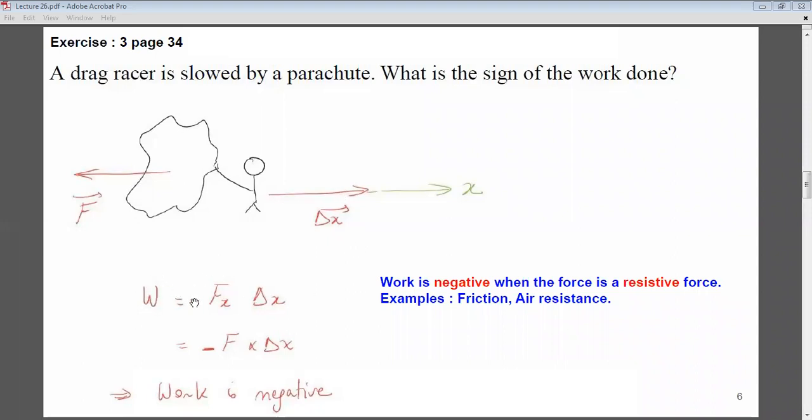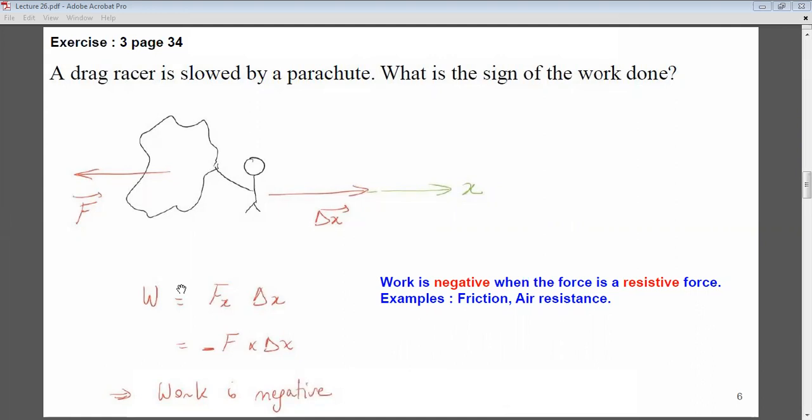Now, W will be Fx delta x. Again, the x-axis passes through the F, but the F is in the negative direction. So the Fx will be minus F times delta x. In this case, the work is negative. So work is negative when the force is a resistive force. For example, friction, air resistance. So not always is the work positive.